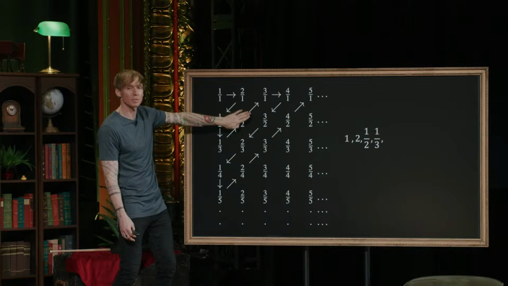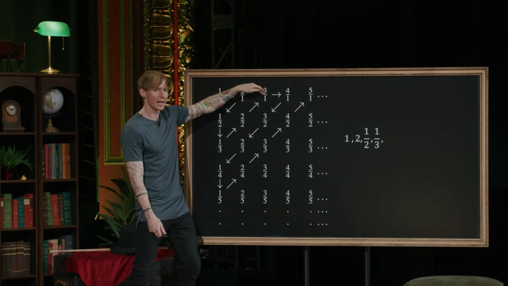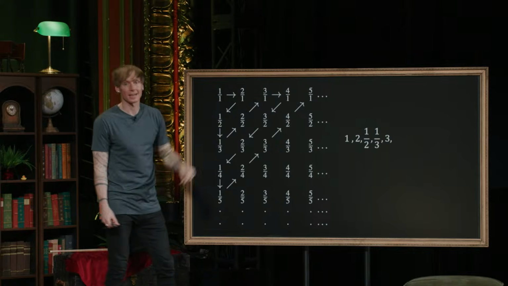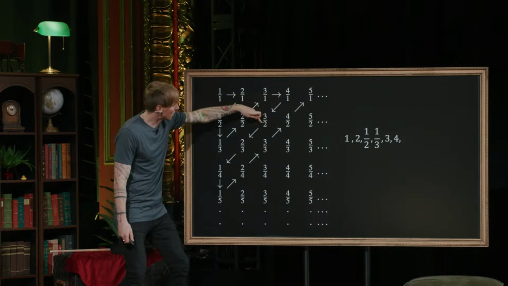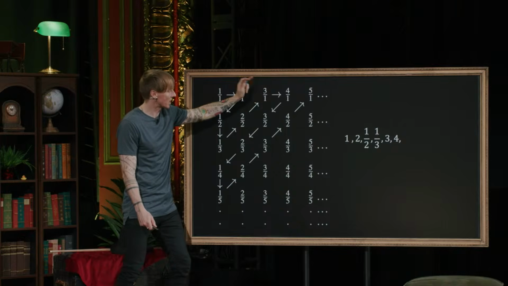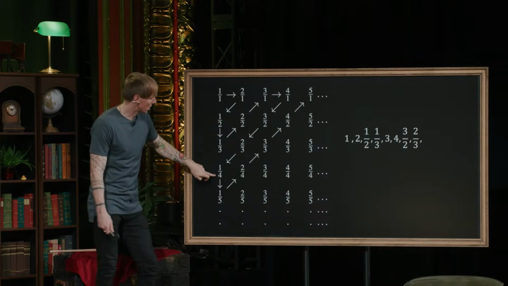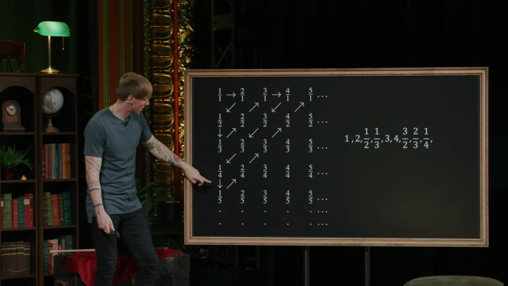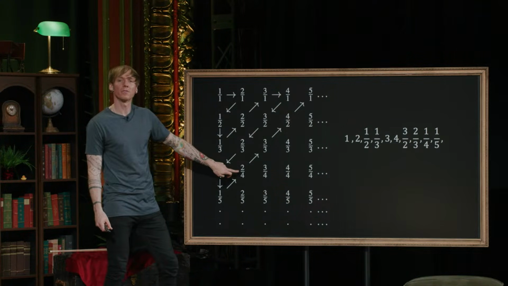So we exclude this because it is a repeated element. So then we go on to the next element following the arrows, which is 3. So we add 3. Then we go across. It's going to give us 4. We go down following the arrows, 3 over 2. That's a new one. We go down to 2/3. That's another new number. We go down to a quarter. That's fine. We go down to a fifth. That's fine. And we get 2 divided by 4.